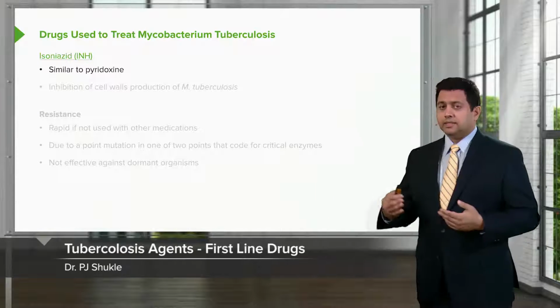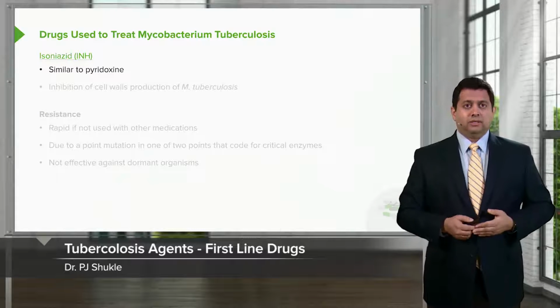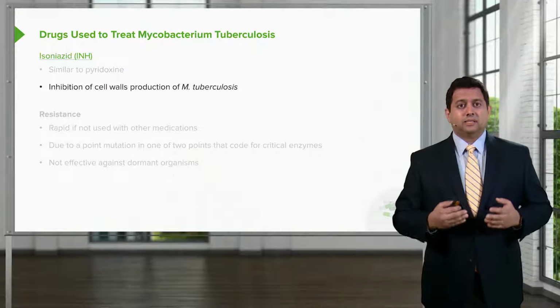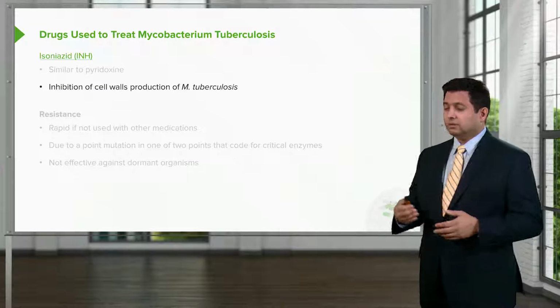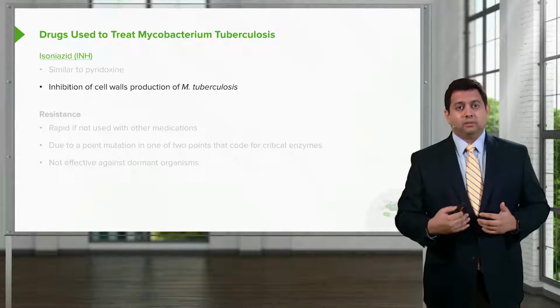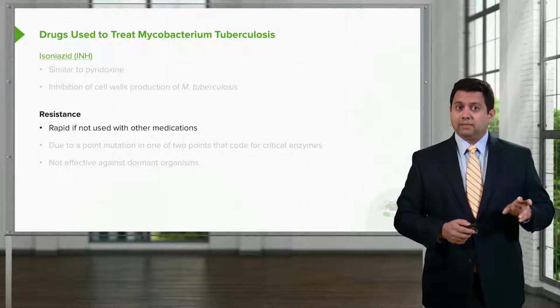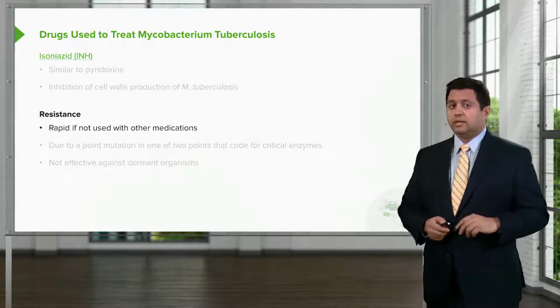So isoniazid is probably the first drug you need to know. It's very similar to pyridoxine. It inhibits cell wall production in M. tuberculosis, so the bacteria itself is not able to make its cell wall. Resistance develops, and it's rapidly developing if you're not using it with other medications.